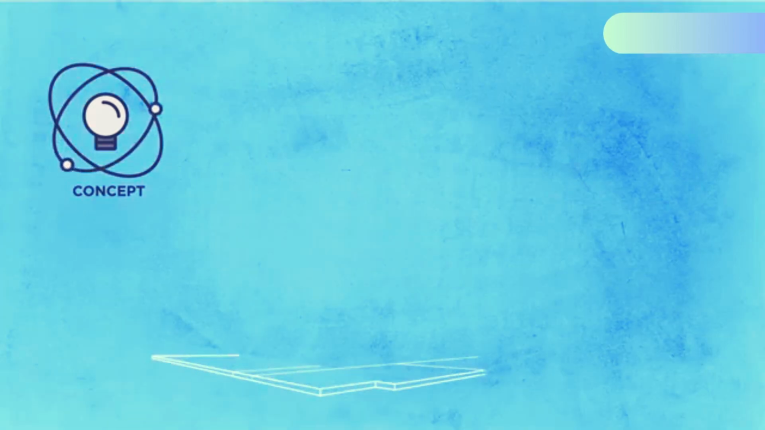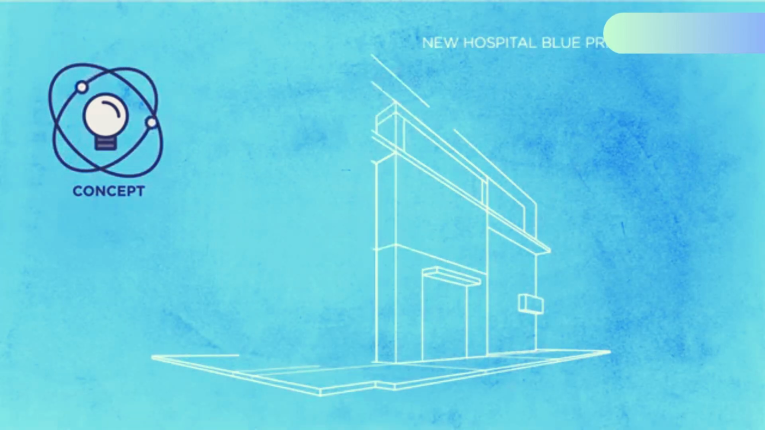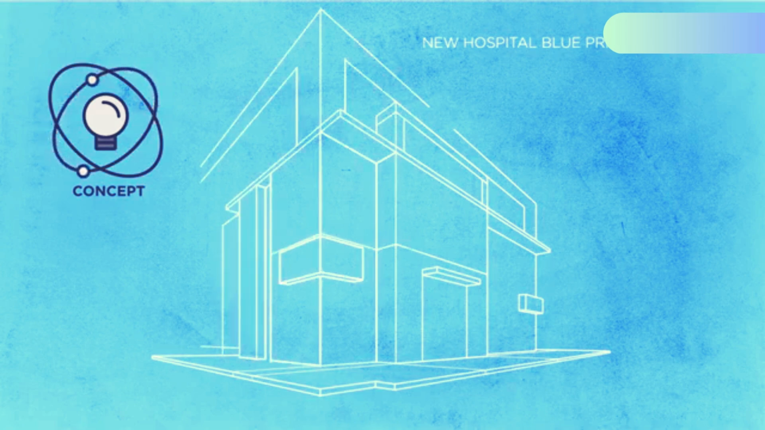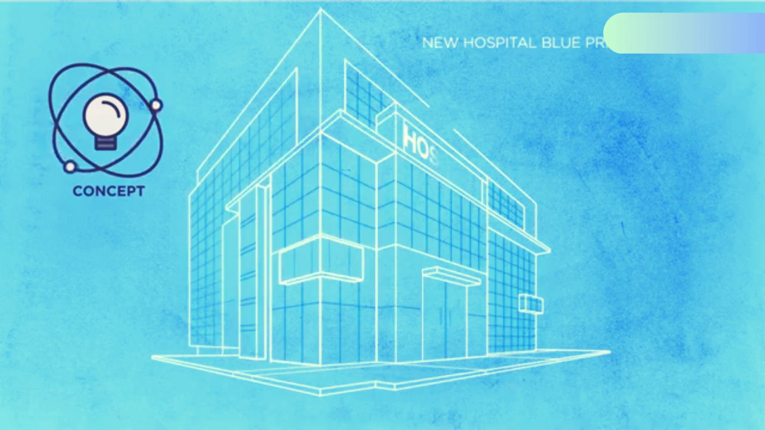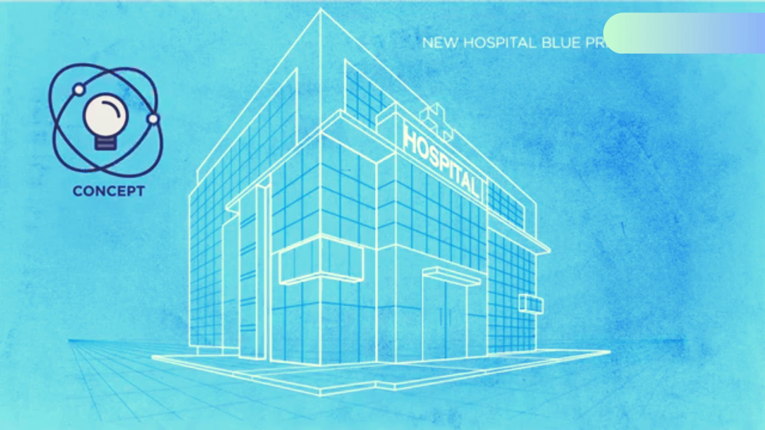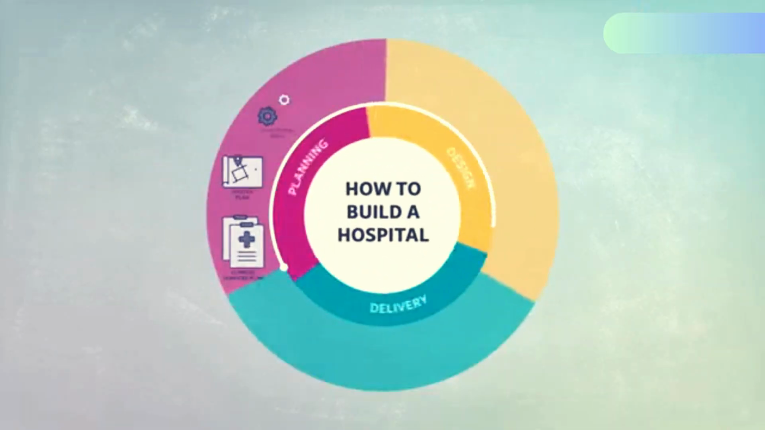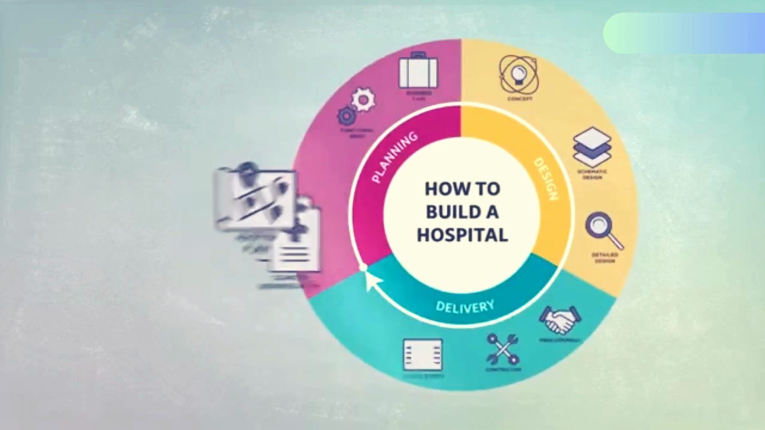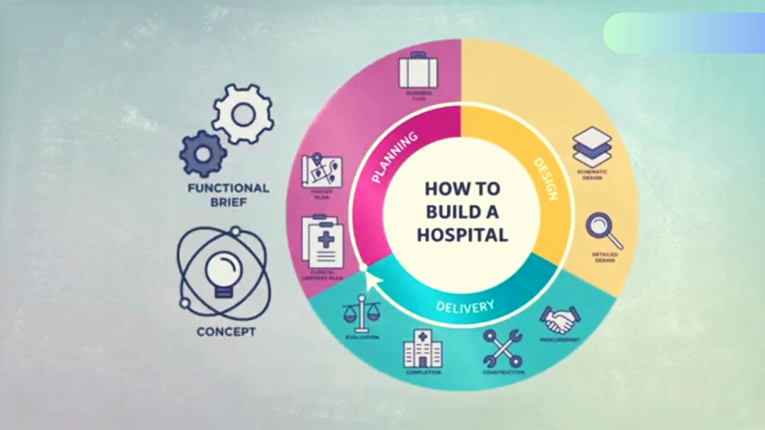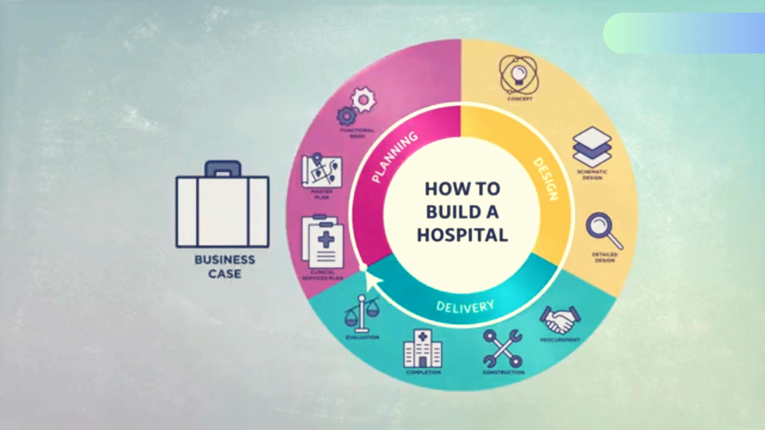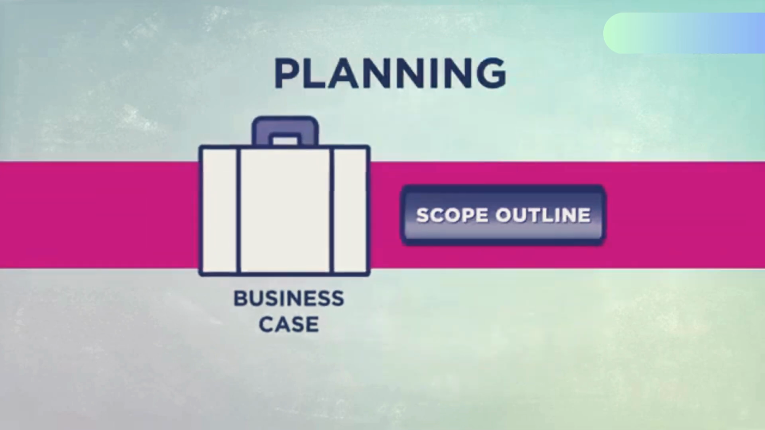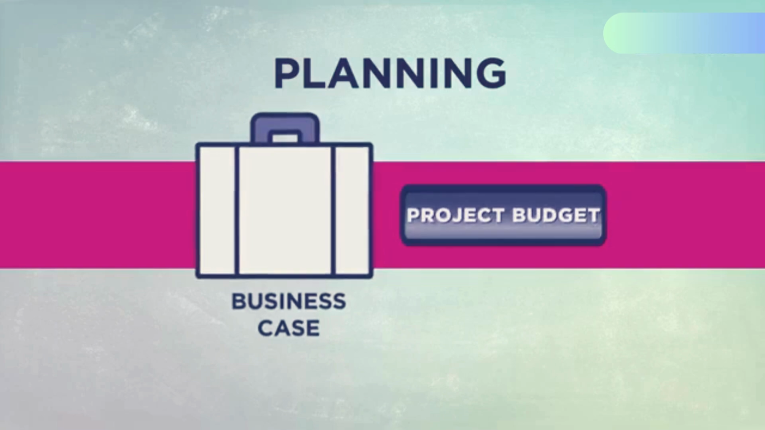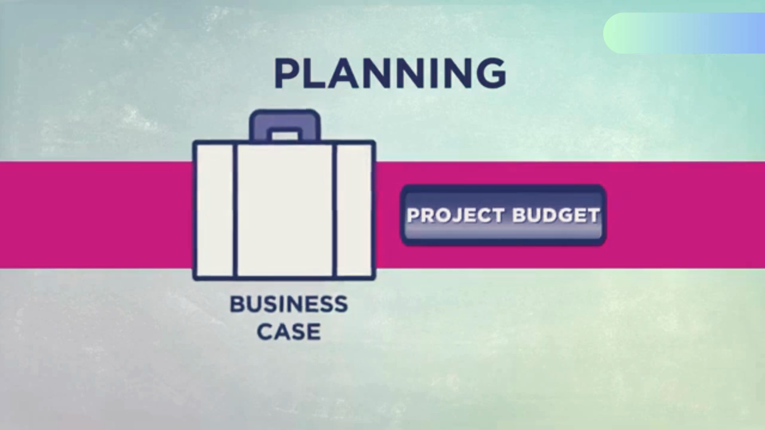Information collected during this early planning phase enables us to create a high-level concept design. The concept design demonstrates the relationships between the clinical functions, services, buildings, and other facilities both horizontally and vertically. We combine information gathered from the Clinical Services Plan, master planning, and the concept design to develop a business case. The business case outlines our scope for the project and determines our budget for the redevelopment.